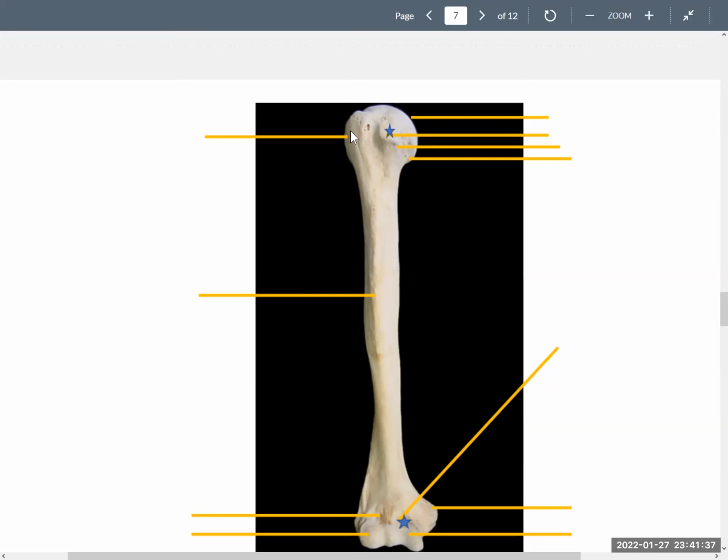This is the greater tubercle? Thank you, that's it. What's this one then? The lesser tubercle. Correct. Okay. Here, I'm going to answer this one. This is the anatomical neck going around the head. And down here farther, the surgical neck.